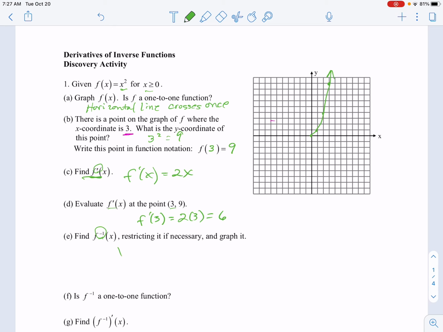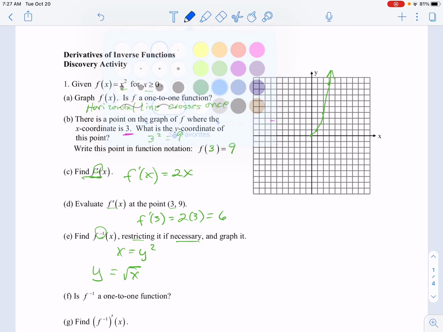Now it says find the inverse. So you switch your x and y's. You take the square root of both sides, and it tells us we're supposed to restrict as necessary. Well, this was only half a graph, so this is only the positive root. So let's draw that on here. It goes this way. Okay, so there's the inverse.